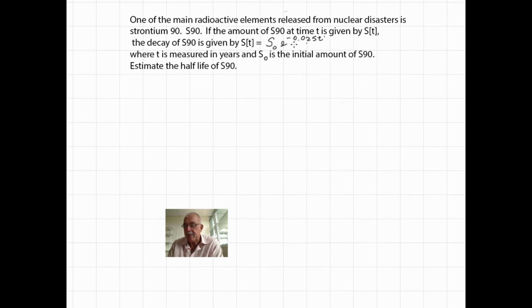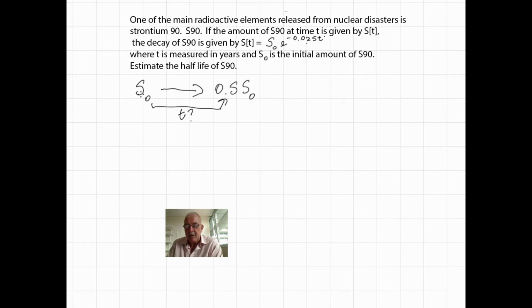So we have k as a factor of negative 0.025, the negative sign indicating we have decay going on. The amount present is getting less and less and less. T is measured in years. S0 is the initial amount of strontium-90, beg your pardon. Estimate the half-life. What do we mean by half-life? So if S0 is present initially, then we want to find out when we get exactly half of that. Half of that is 0.5 S0. And we want to find out the time that elapses.